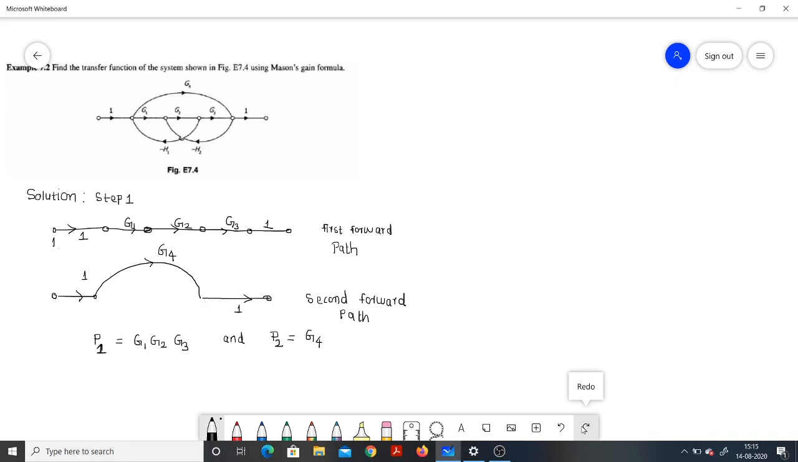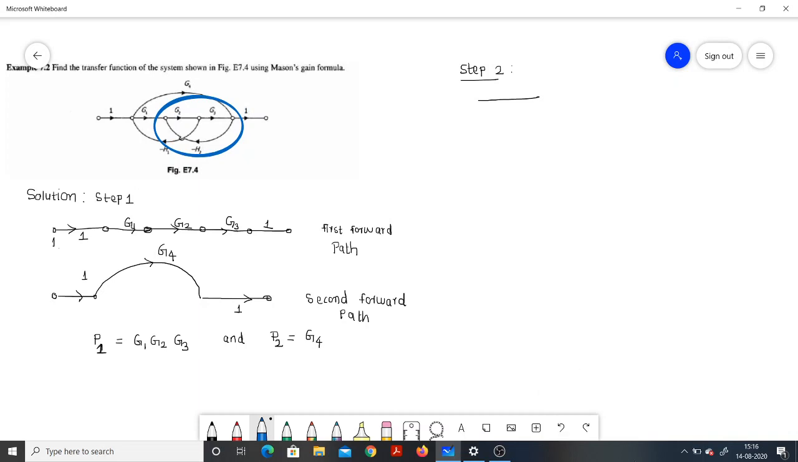Now step 2. In step 2, we are going to find the loops. We can see in this diagram carefully there exist two loops. The first loop is this one. This will be the first loop. Then my second loop will be this one. This will be my second loop.